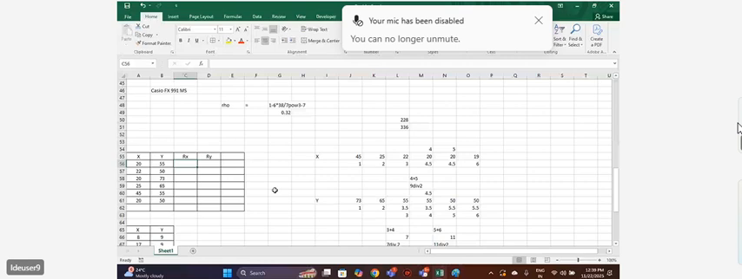So that will be 45 is 1. 25 is 2. 22 is 3. 20 is 4.5. 20 is 4.5. And then another 20 is 4.5. Done. Next, rank of Y.